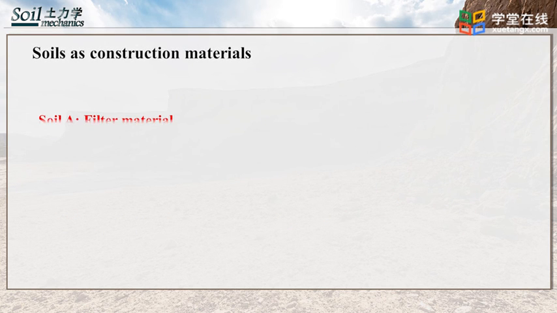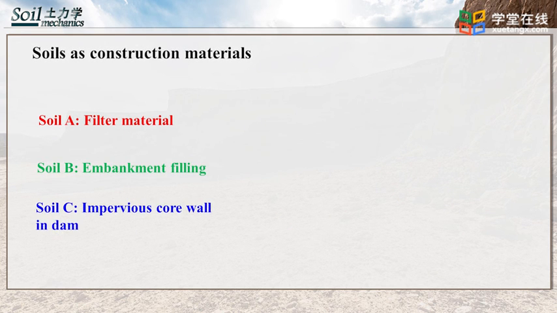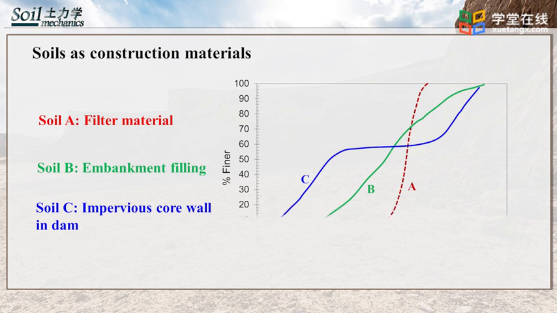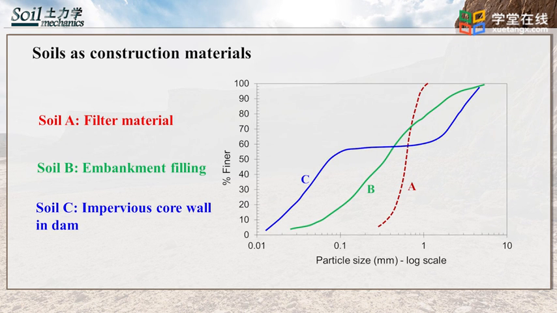Soils can be manipulated by changing their gradation curves so that they can be used for different construction purposes. For example, well-graded soils can be used for constructing road embankments. The fine particles can fill the voids between large particles to form a dense structure. So after compaction, well-graded soils can have good mechanical properties.